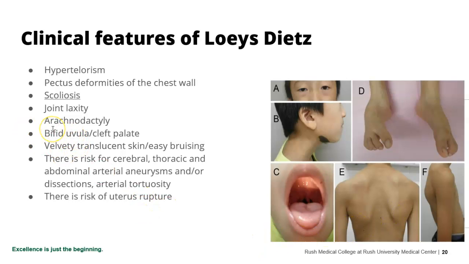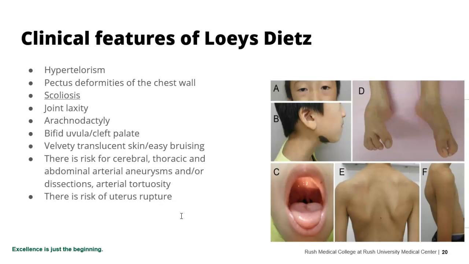Joint laxity, long fingers and toes. You can see how long this kid's toes are. Bifid uvula or a cleft palate. So here's usually you just have one little thing hanging. This kid has 2. So that's a bifid uvula or a cleft palate. Velvety, translucent skin with easy bruising, another common feature of connective tissue disorder.